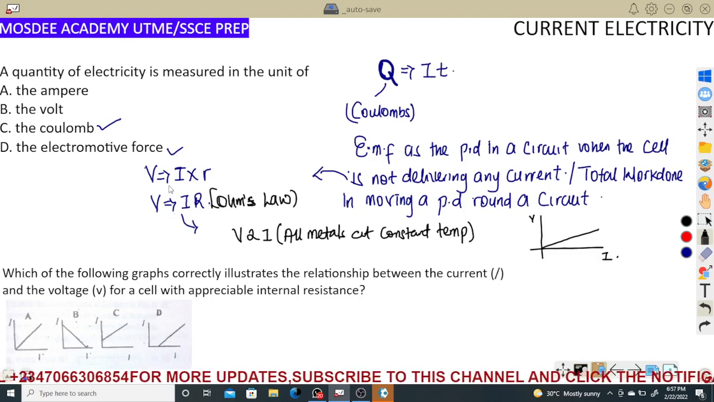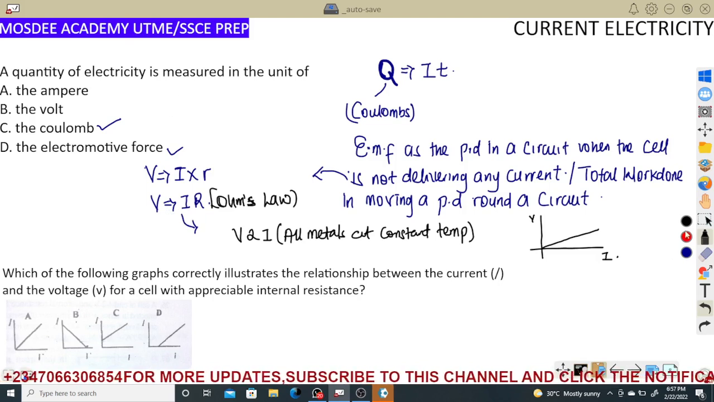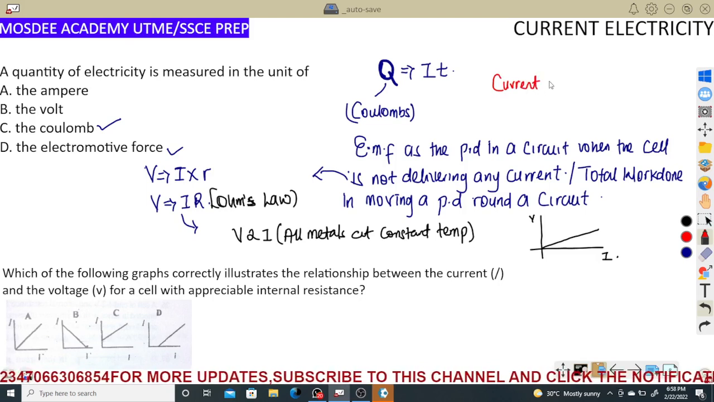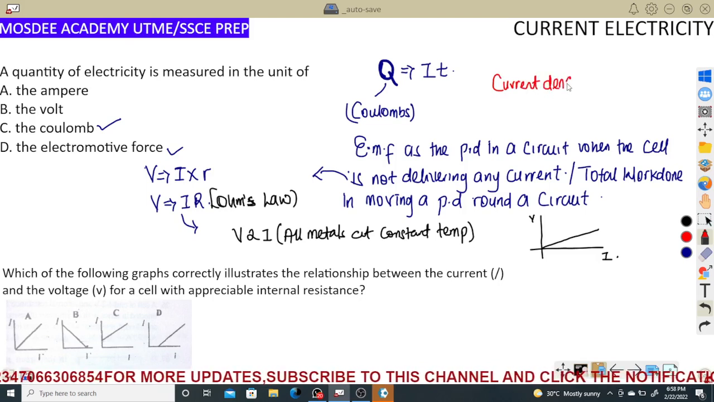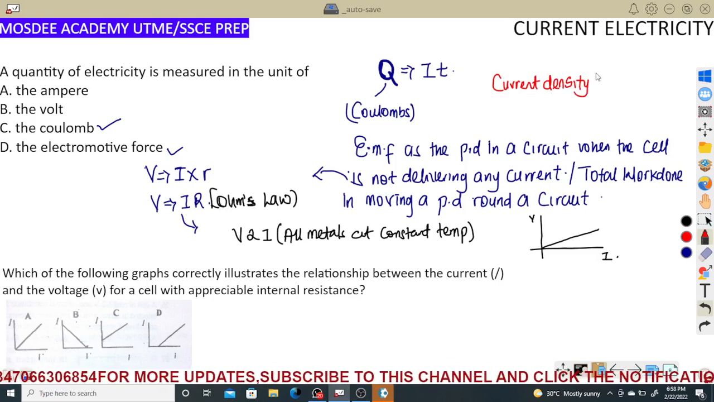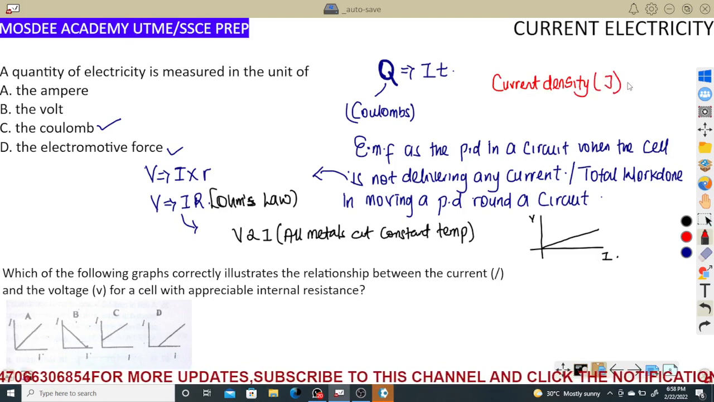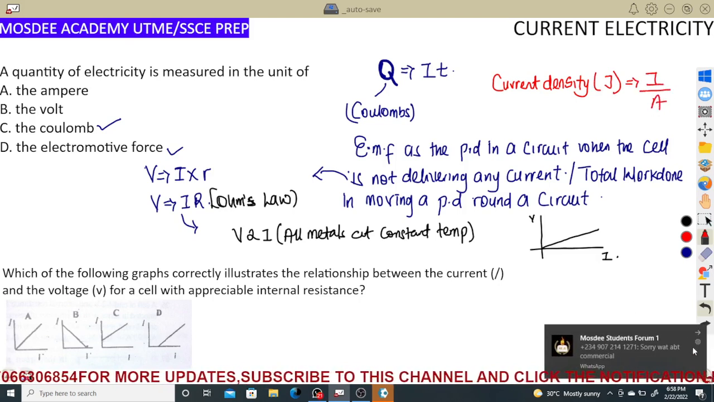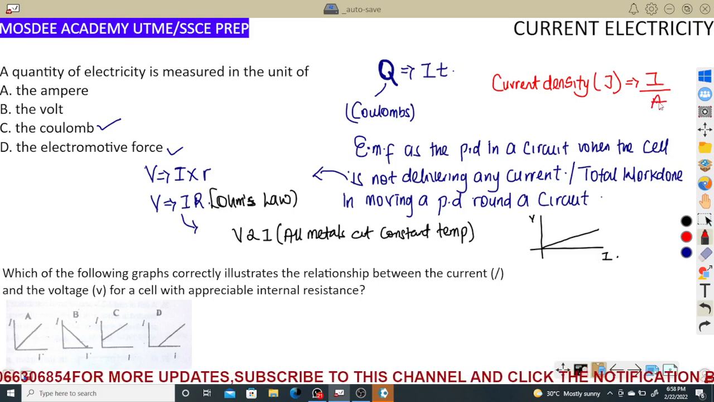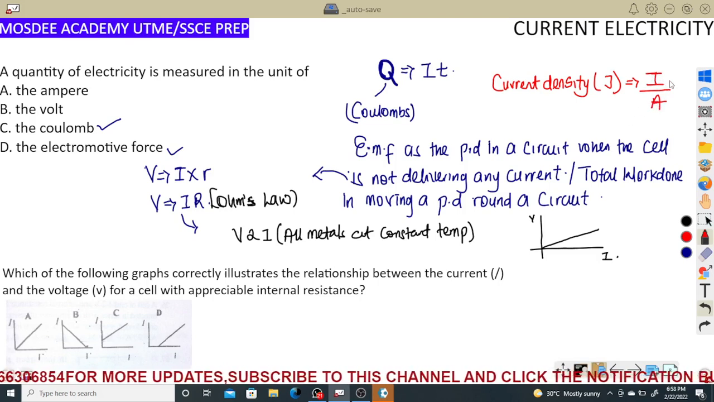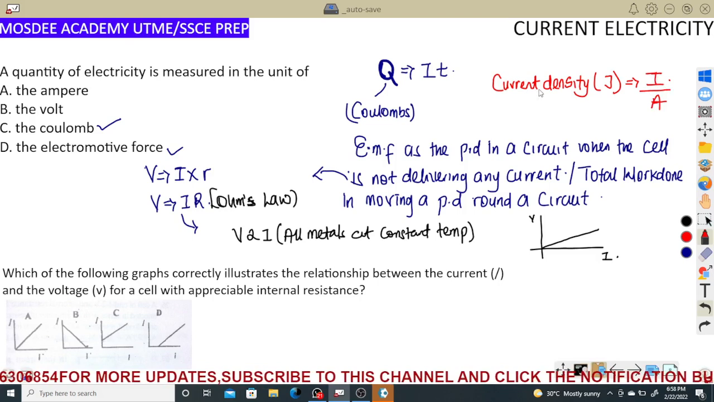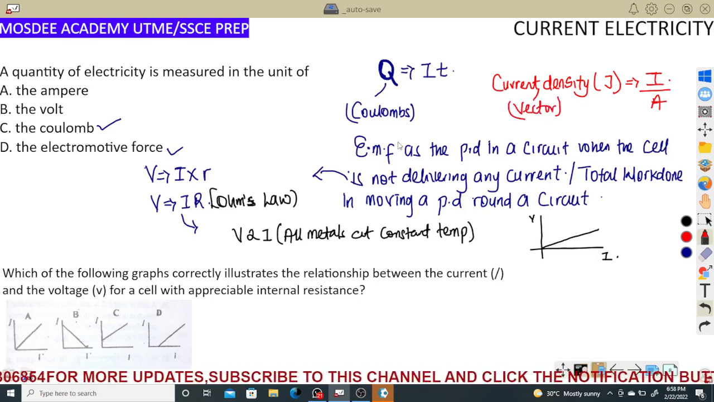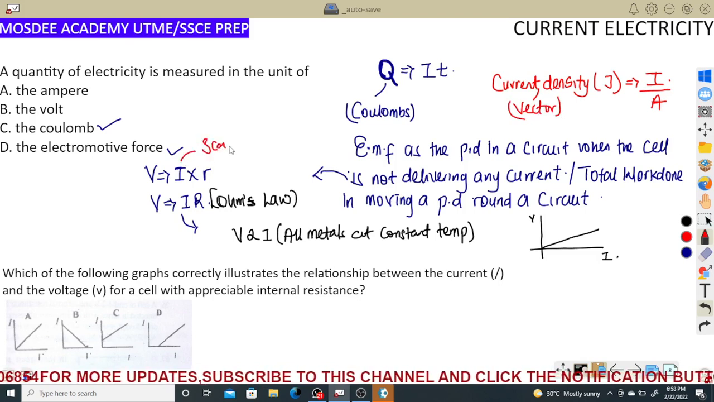Now, we also define something we call current density because of new pattern of questions. Why I'm doing this is to help you guys to score very high. Current density is the vector form of current. It is denoted by J. It is the amount of current that is flowing per unit area. Amount of current that is flowing per unit area is called current density, and this is a vector. So be careful about current and current density. So current is scalar, current density is vector.